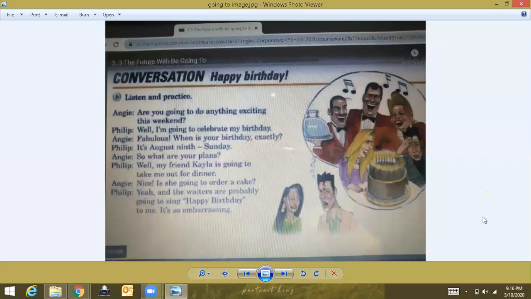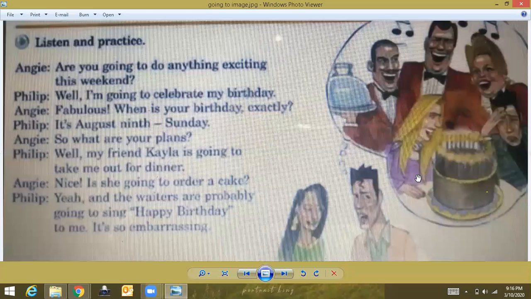Do you see the picture? What else do you see besides the cake? Do you see these three people? What are they doing? Singing, exactly. They're singing happy birthday. How does he feel? Embarrassed. Very good. He feels embarrassed. Have you ever been in a restaurant when they sing happy birthday to you? Yes. And how do you feel? Embarrassed. Yeah, sometimes people feel a little bit embarrassed.